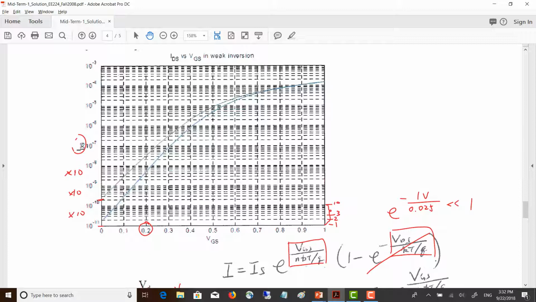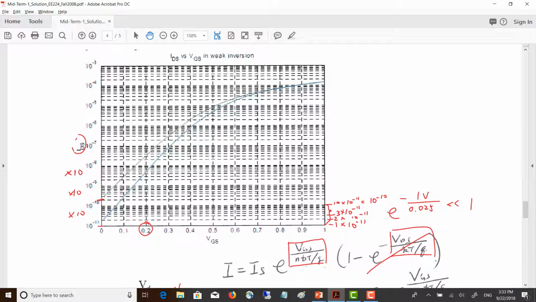So this is 1 times 10 to the power minus 11, 2 times 10 to the power minus 11, 3 times 10 to the power minus 11, and so on, until 10 times 10 to the power minus 11 for the last line, which is also 10 to the power minus 10. Please make sure you understand this.